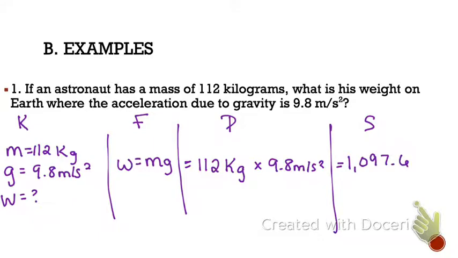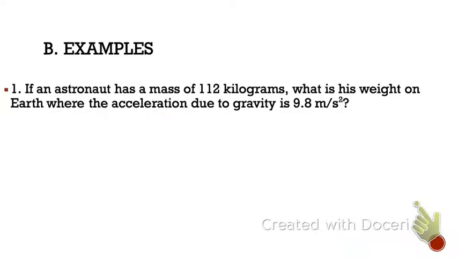1,097.6. Again, we're not talking about pounds, I should say, we're talking about newtons. And so we get a kilogram meter per second squared, which is a newton. So this astronaut is going to have a weight in newtons of 1,097.6. Again, we're not talking about pounds.